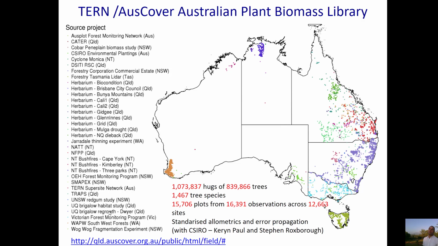The TERN Plant Biomass Library had contributions from very many people, and we really thank them for providing that data. We did promise a biomass map back to them, and that is on its way. We have over 1 million measurements of 800,000 trees, at least 1,400 tree species, and about 15,000 plots. The biomass was calculated for the individual tree measurements using standardized allometrics and error propagation, which was undertaken with CSIRO, Karen Poole and Stephen Roxburgh.